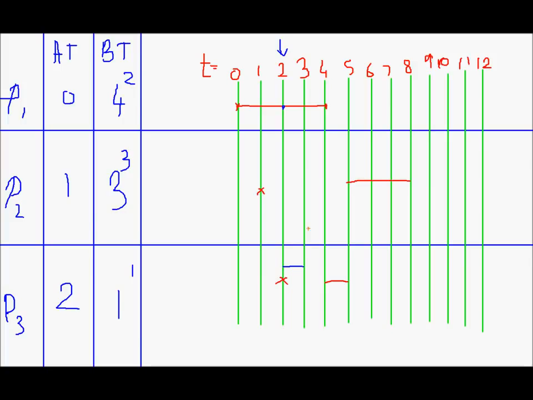We'll calculate the waiting times. P1 didn't have to wait at all, it started execution the minute it arrived, so the waiting time of P1 is 0. The waiting time of P2 is from this instant till this instant, that is 1, 2, 3 and 4, 4 units of time. The waiting time of P3 is 2 units.